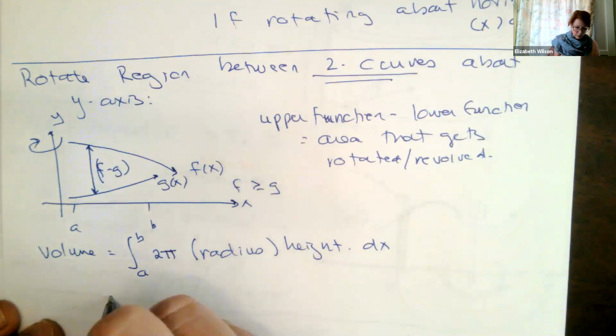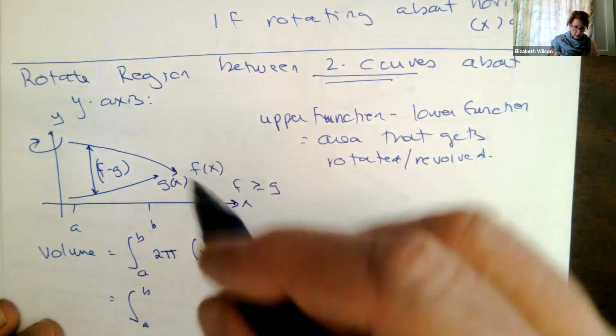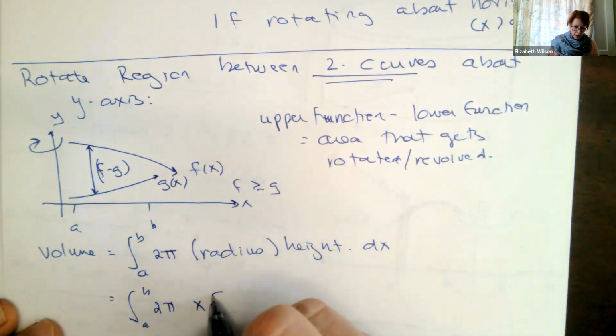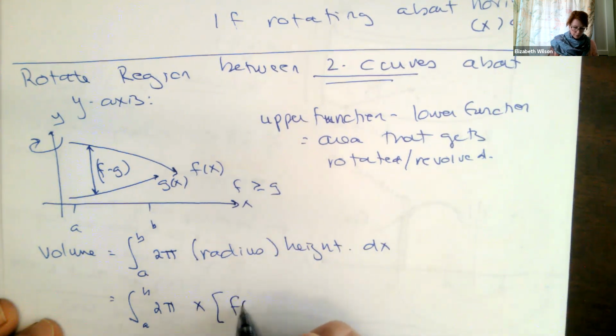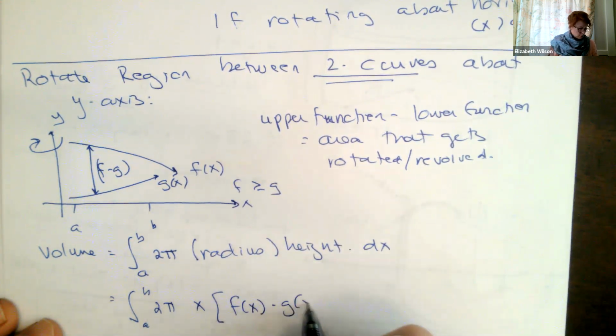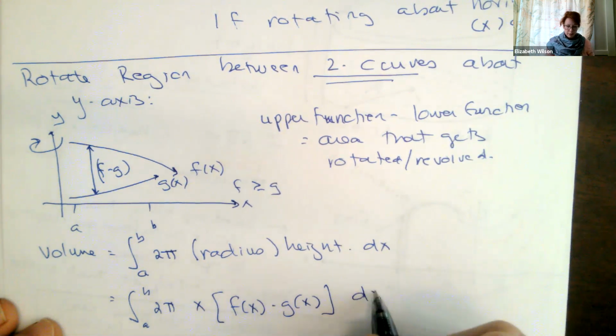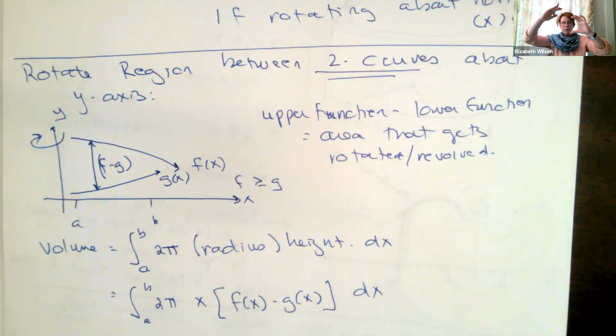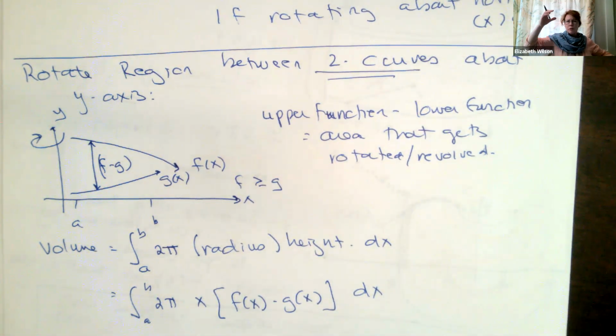So in this case, we're going to go a to b. Remember, we're going around the y-axis, so 2 times pi, right? X is our radius, and then our height becomes f of x minus g of x, dx. We're going to take that area, that solid block of area, upper function minus lower function, and rotate that around. We would do the same thing we did before when we were rotating around a horizontal axis, right? We calculated the difference between those two. We did inner radius minus outer radius.